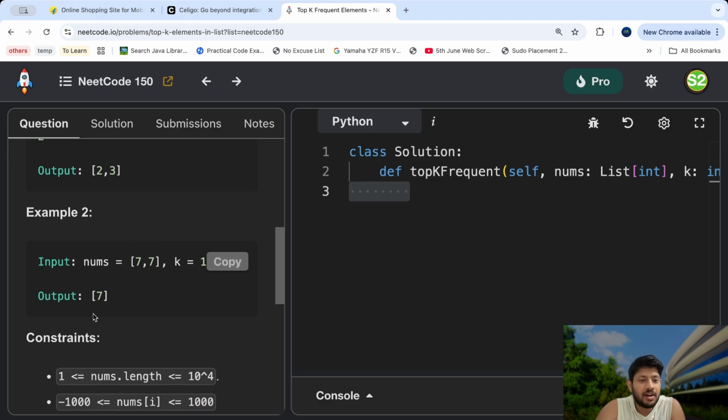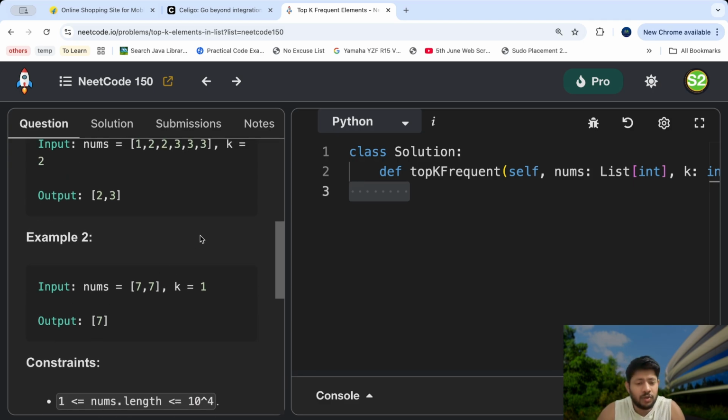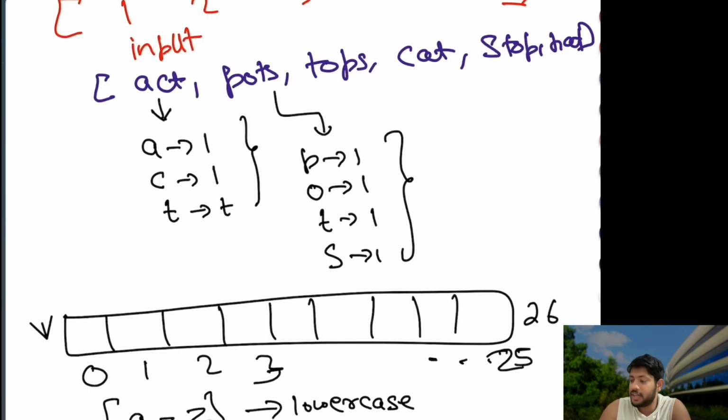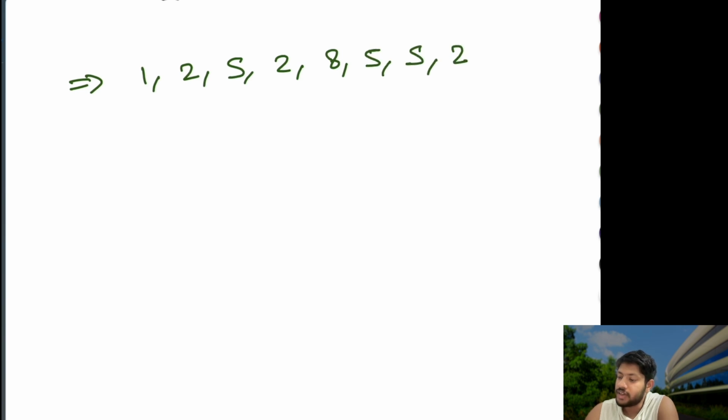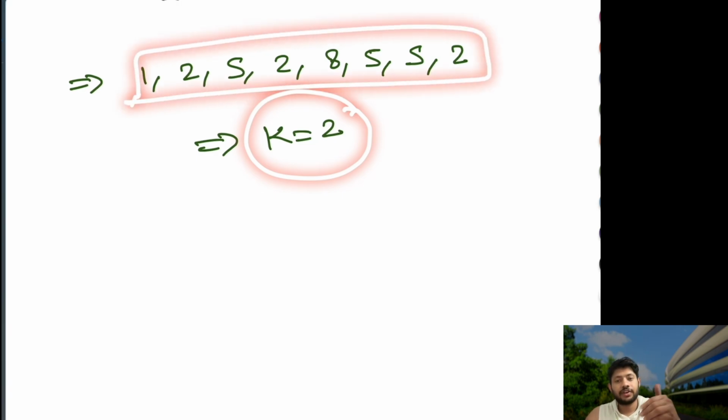In the second example, we have 7,7. Okay, I don't see the examples are good. The examples are not good. Let me try to show you some example which is actually making some sense. So let us say the nums array is 1 2 5 2 8 5 5 2, right? Now, if the value of k is equal to 2, it means you need to find the 2 elements from this array which have the most frequency, right?